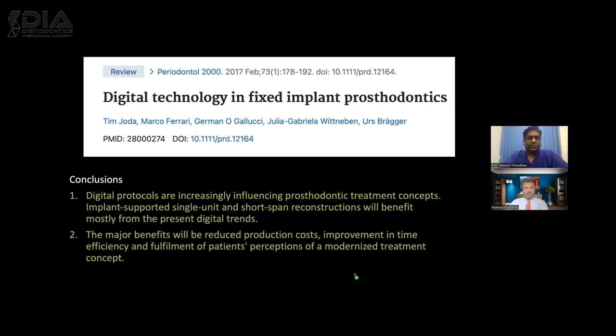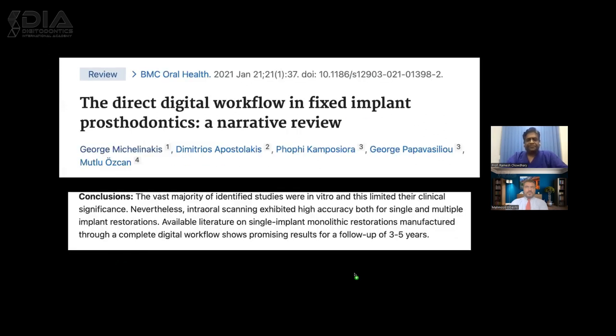If we come to the next review, three years later, digital protocols are increasingly influential prosthodontic treatment modalities. Implant supported single unit and short span reconstructions will benefit mostly from the present digital trends. Major benefits will be reduced production cost, improvement in time efficiency and patient satisfaction. But if you can see here, the concentration is more on single or short span implant supported reconstruction, not much on full arch reconstruction, because full arch implant supported restoration is still sometimes not completely accepted. If we take 2021, the direct digital workflow, a narrative review by George and his group, you can see the vast majority of identified studies were in vitro and limited in clinical significance. Nevertheless, intraoral scanning exhibits high accuracy both in single and multiple restorations.